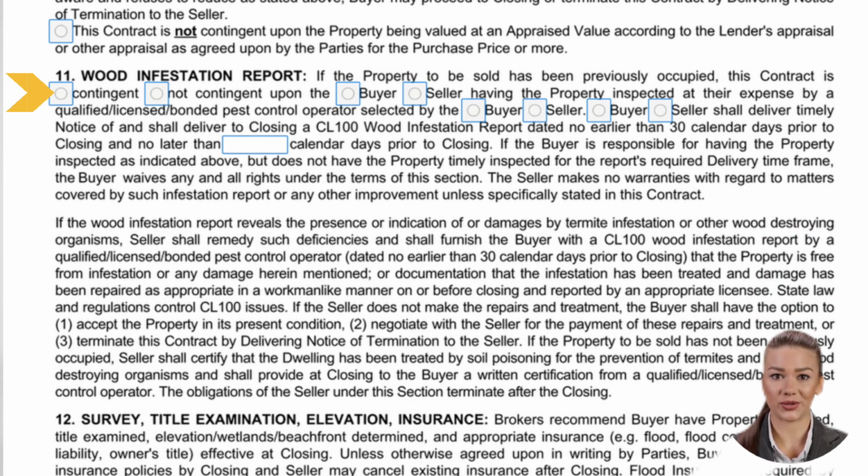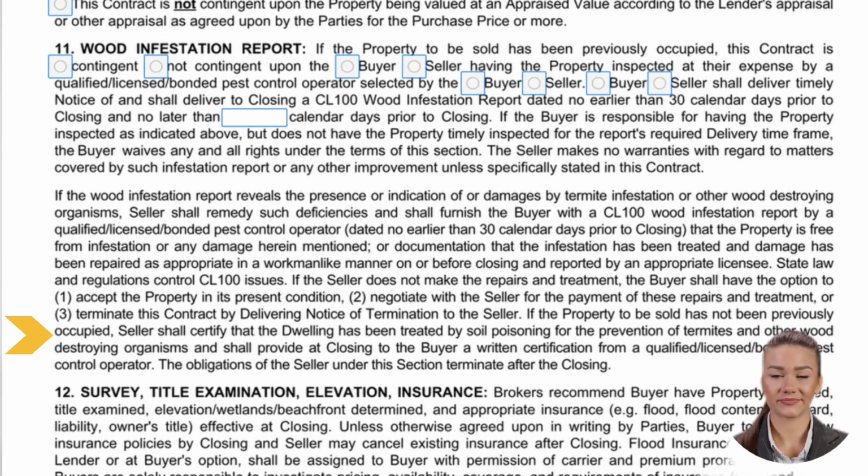Section 11 is where you will indicate if this sale is or is not contingent on a clean CL 100 report. State who will order, pay for and deliver the results by checking these boxes. Also, add the minimum amount of days you would like before closing to receive this report. If the findings reveal damage, the seller must correct the issues. If the seller is unwilling to correct the issues, the buyer can take these steps: accept the property's condition, negotiate repairs, or terminate the contract.